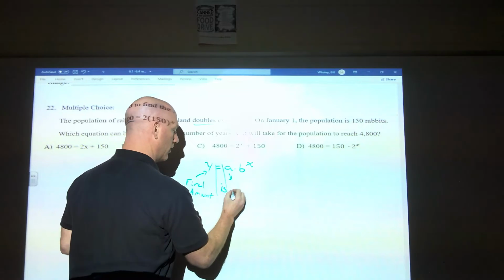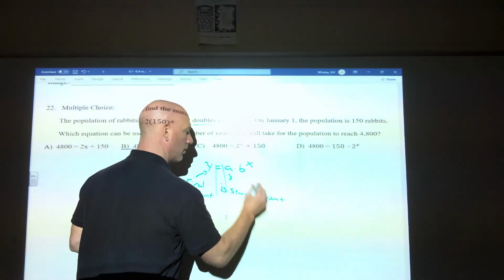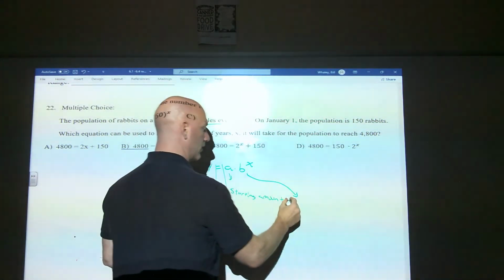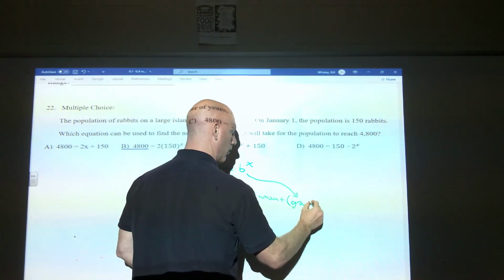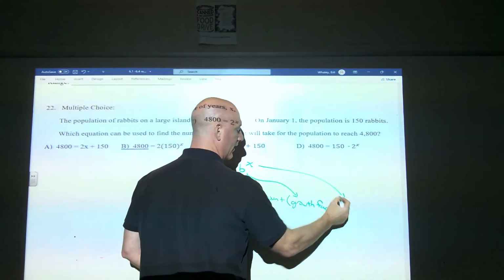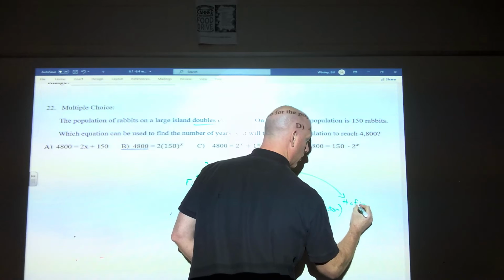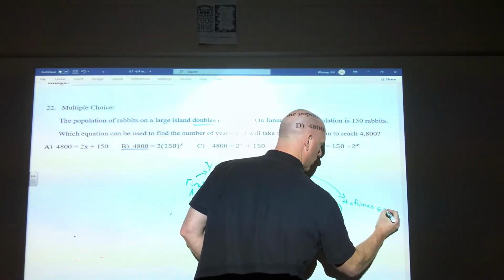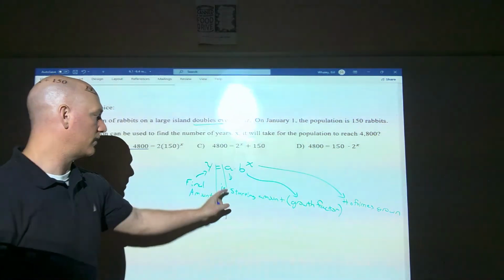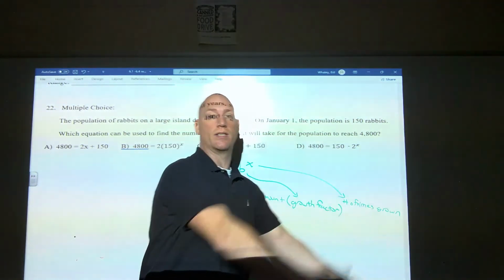A is our starting amount. B is how we are growing. So this is our growth factor. And then x is the number of times we grow. Sorry if you can't really see that, but so the final amount is the starting amount times your growth factor to the number of times that you're going to double.